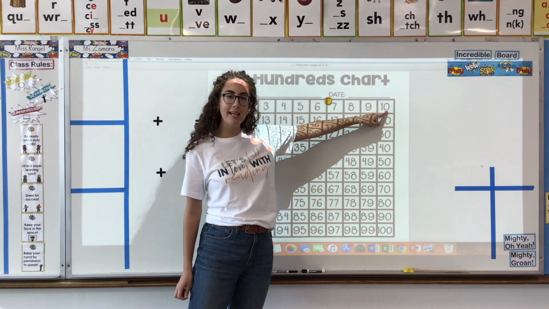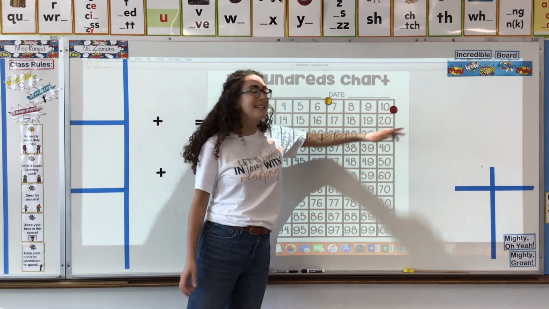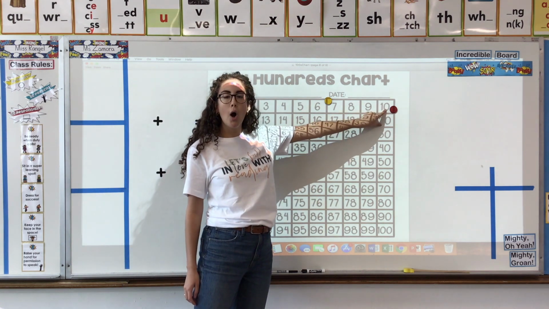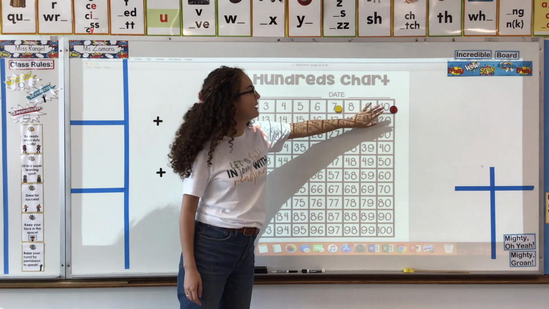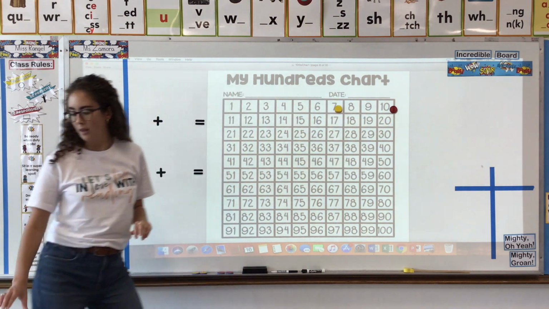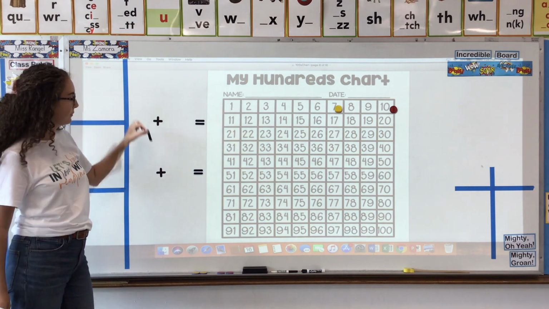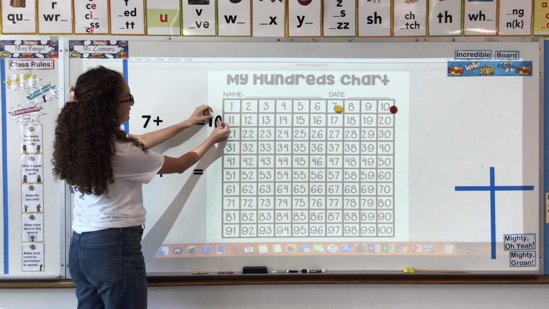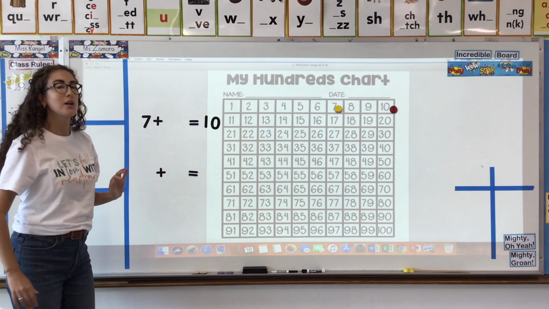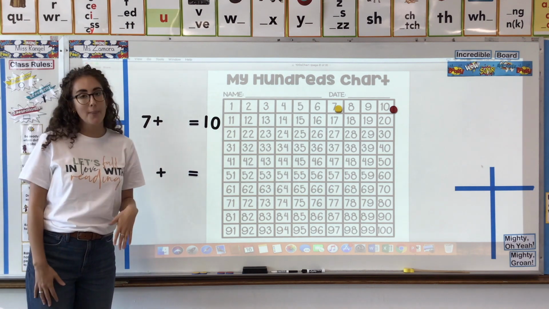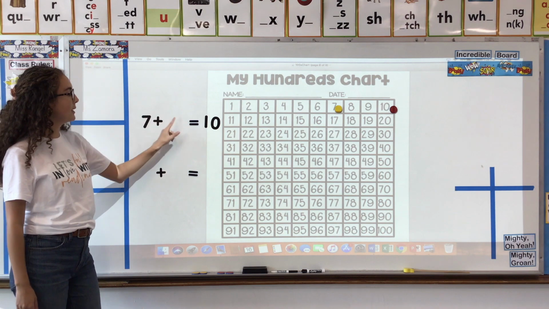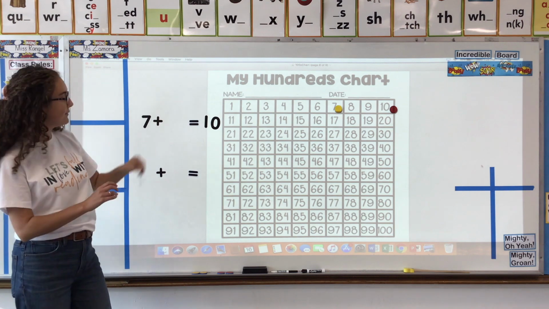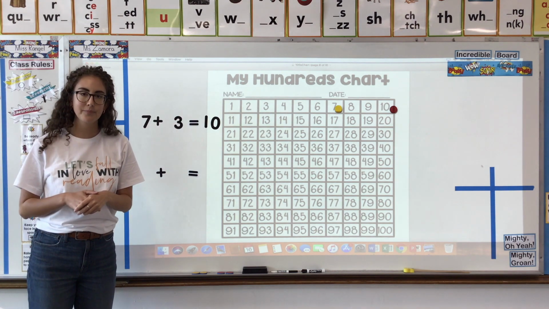7's next 10 is 10. That's a simple one. So go ahead and put another counter on the number 10. So we have one on 7 and then 10. Let's take a look at our equations over here. We're at 7. We know we need to get to 10. So we can solve this problem with our pairs to 10 knowledge. 7 plus what equals 10? 3. 7 and 3 are pairs to 10.